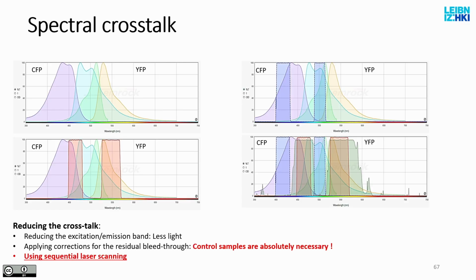So you can compensate for this if you know the optical behavior of the labels. For this purpose, you have to have these control samples where you have one label, but you measure all the detectors. So you know how much of that signal appears in the erroneous channel.